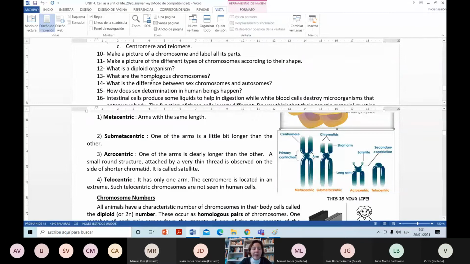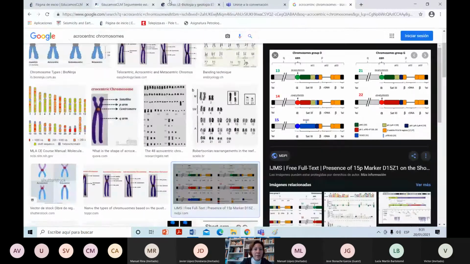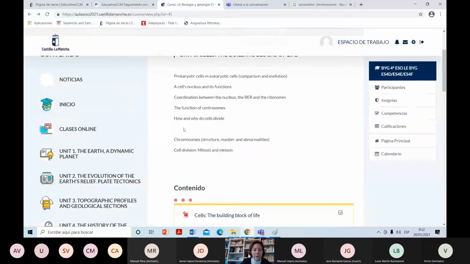Well, so this would be referring to this part of the unit: chromosomes, their structure.